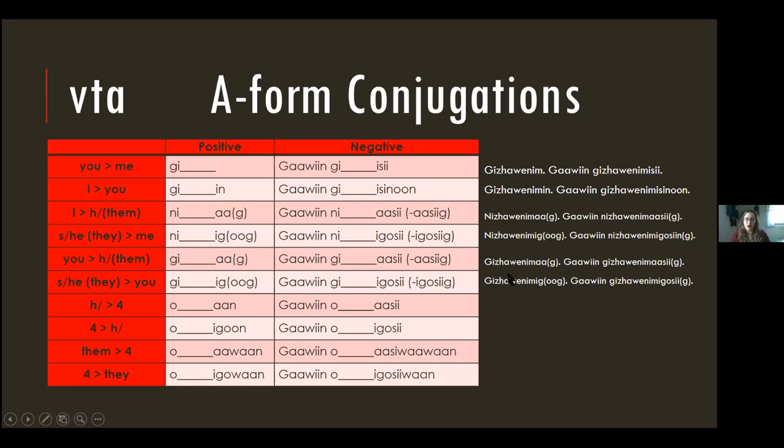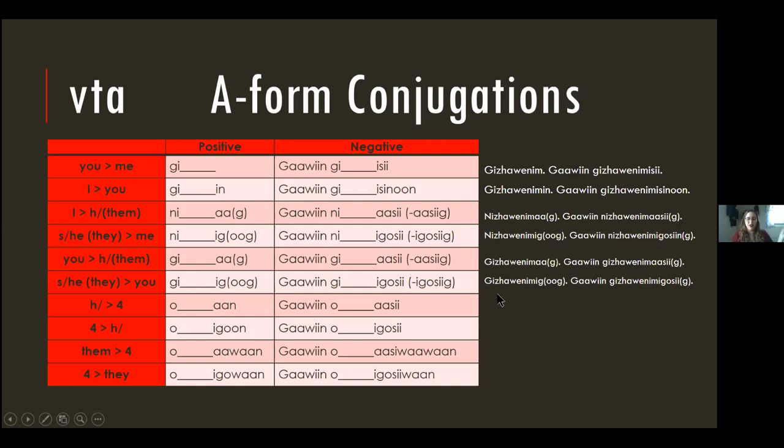gijuanama. You love him. You want to tease your friend? Gijuanama, you love him. Okay, gijuanamog. You love them. Okay, so maybe you're talking about your family, or you're saying you love your family. Gijuanamog, you love them. Okay, and then to say negative, gawin gijuanamasi. You don't love him or her. Gawin gijuanamasig. You don't love them.